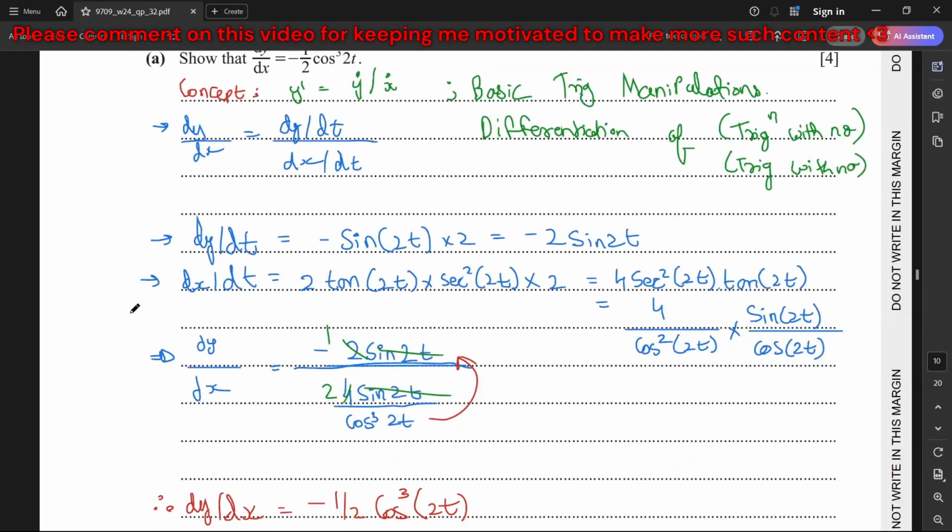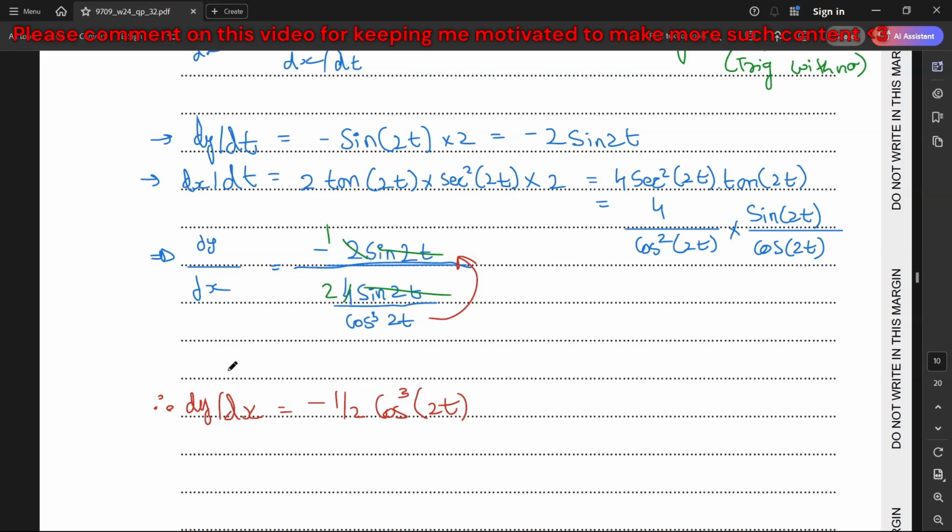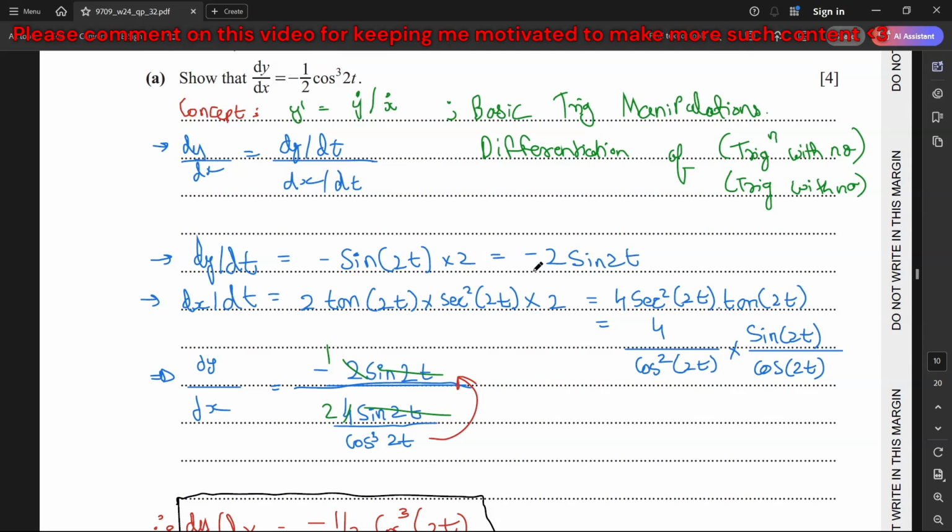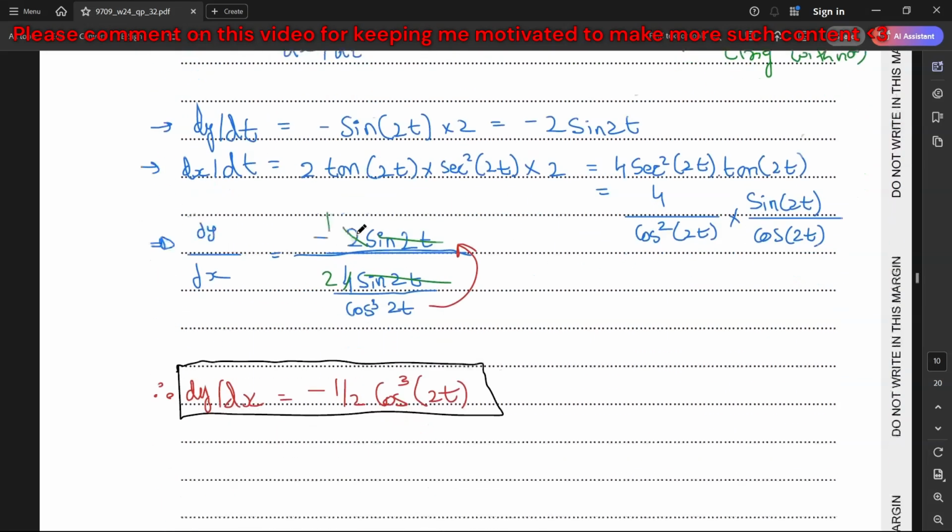So the best way of solving this kind of question, where you're dealing with trigonometric things and you have to prove something, is to always check the current format and ask how you can go one step closer towards the given format. In my case, 4 sec square 2t and tan 2t were there, and in the final expression I cannot see anything in terms of sec and tan. So I thought to convert it into sine and cos, so that after some trigonometric manipulations I'll be left with cos cube 2t along with the minus half. That is how I solved the first part.